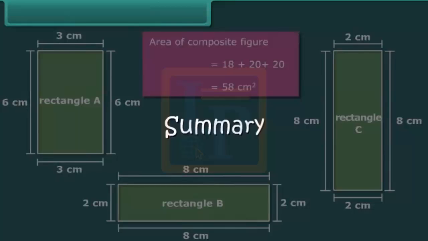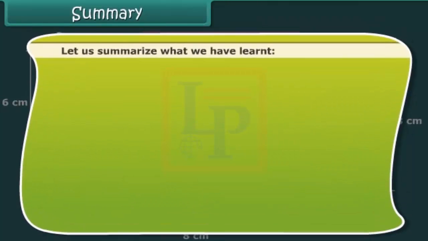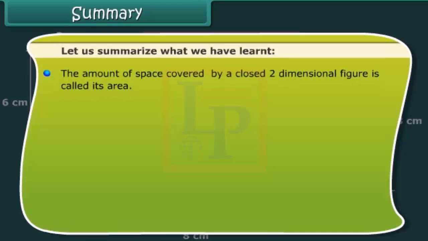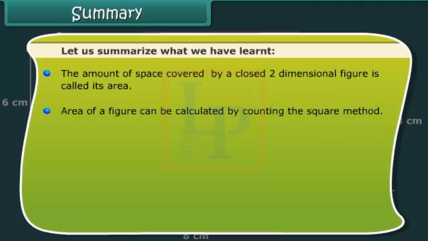Summary. Let us summarize what we have learned. The amount of space covered by a closed two-dimensional figure is called its area. The area of a figure can be calculated by the counting the squares method.